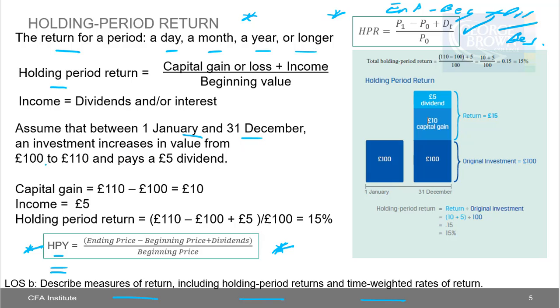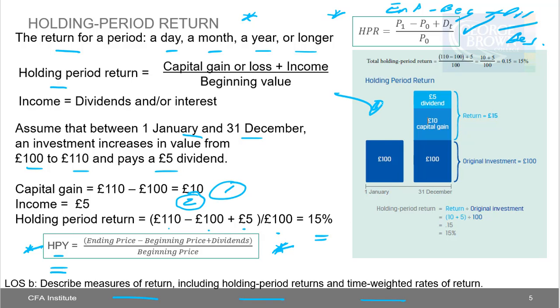so that's 1 year, an investment increased in value from £100 to £110, and it paid a £5 dividend. So number one, your capital gain, because we split the return between capital gains and income. Capital gain, selling price minus buying price, £10 profit, ending minus beginning, £10. Okay, and the income, or in some cases the dividends, £5. So the holding period return, ending minus beginning plus income divided by beginning, 15%.